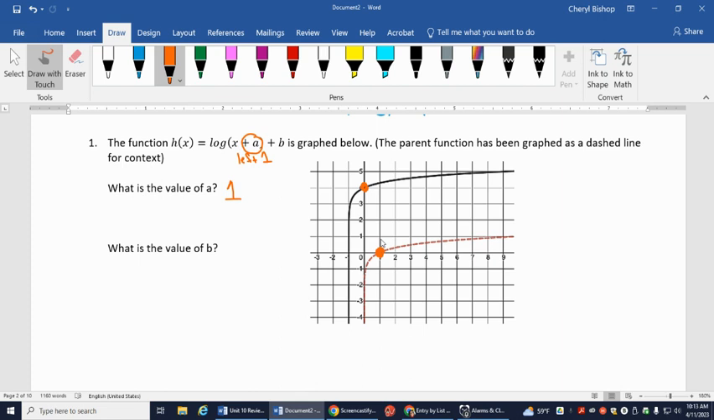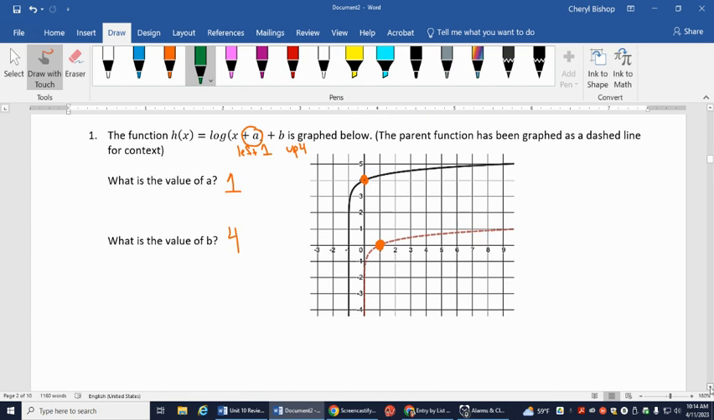And then my b value, how far up am I going? 4. So I'm going up 4, which means that's going to be plus 4. Questions on this number 1? Okay.